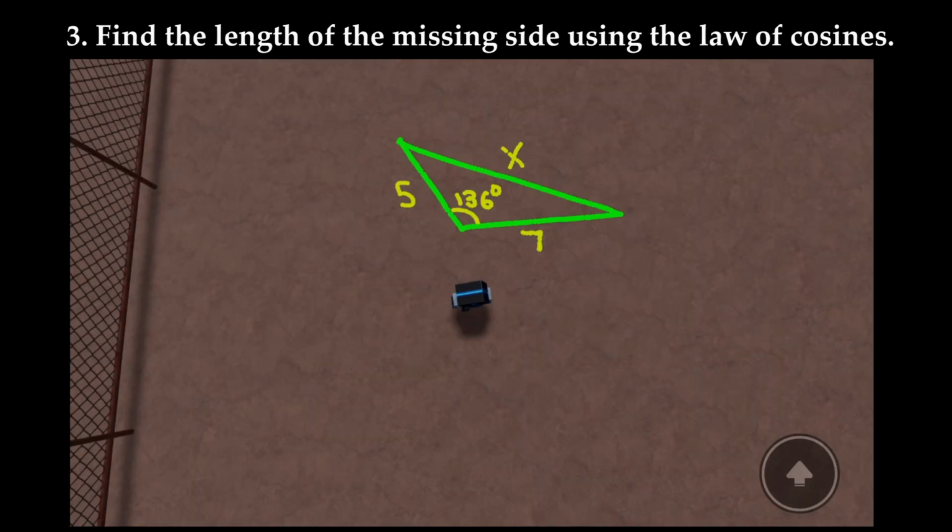In this problem, we have a triangle with side lengths of 5, 7, and x, and we have an angle of 136 degrees between 5 and 7. So in this problem, I'm going to use the law of cosines. Why? Well, we have an angle of 136 degrees, and we're given that the sides right next to that angle are 5 and 7. So whenever you're given two sides and the angle between them, and you need to find the opposite side to that angle, it's usually a law of cosines problem.